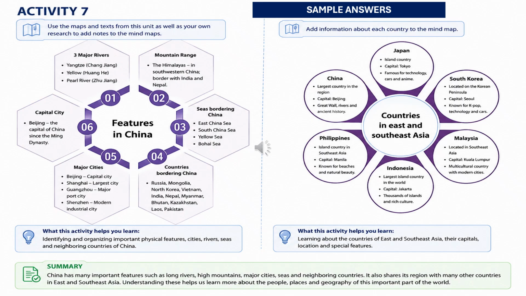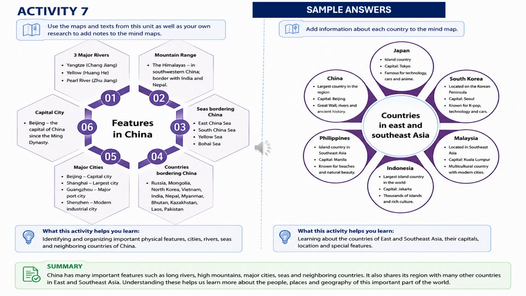Now let's look at the mountain range. The most important mountain range we discussed is the Himalayas. They are located along the southwestern borders of China and separate China from countries such as India and Nepal of South Asia. The Himalayas are also home to Mount Everest, the highest mountain on the earth.